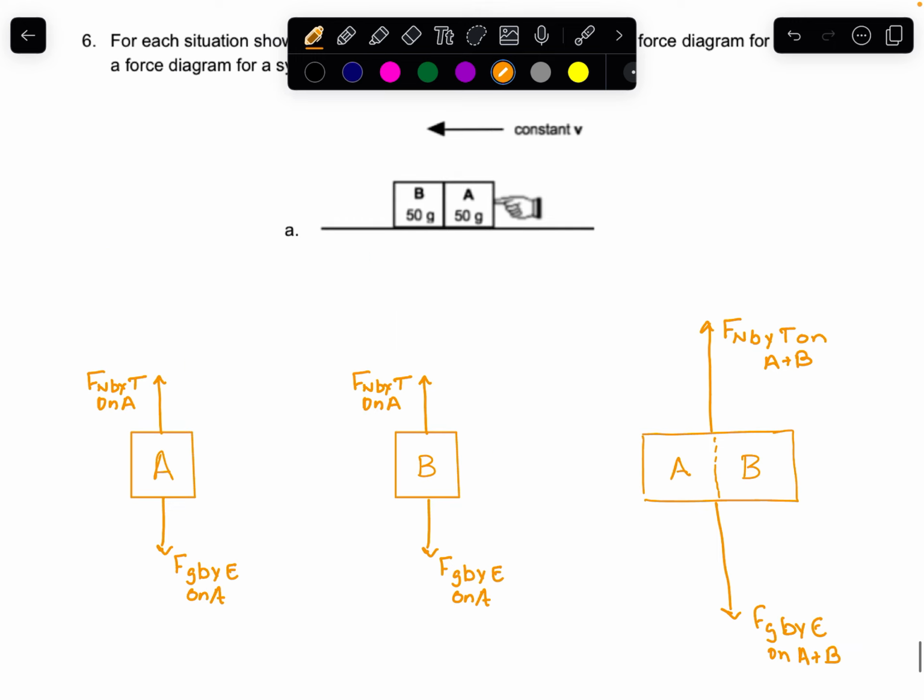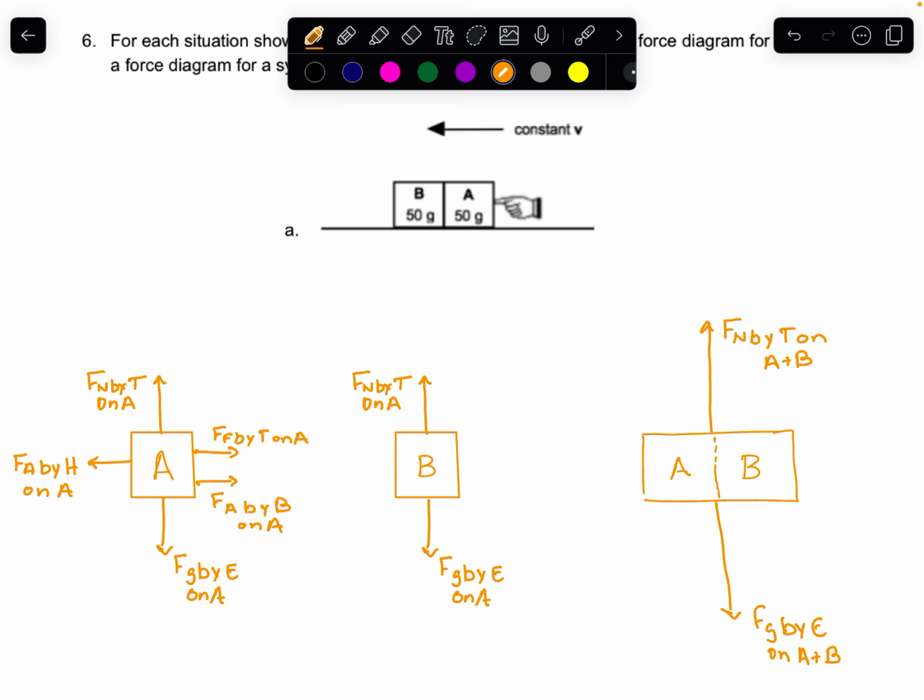Now let's talk horizontal. All right, so an applied force by a hand on block A. I've got some friction, and I also see an interaction at this boundary between A and B. So, friction, and some kind of interaction. It's called an applied force by block B on block A.